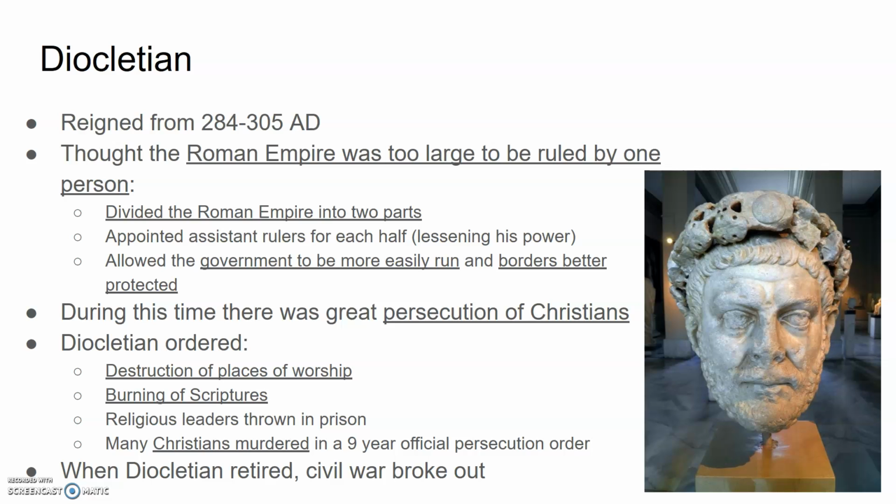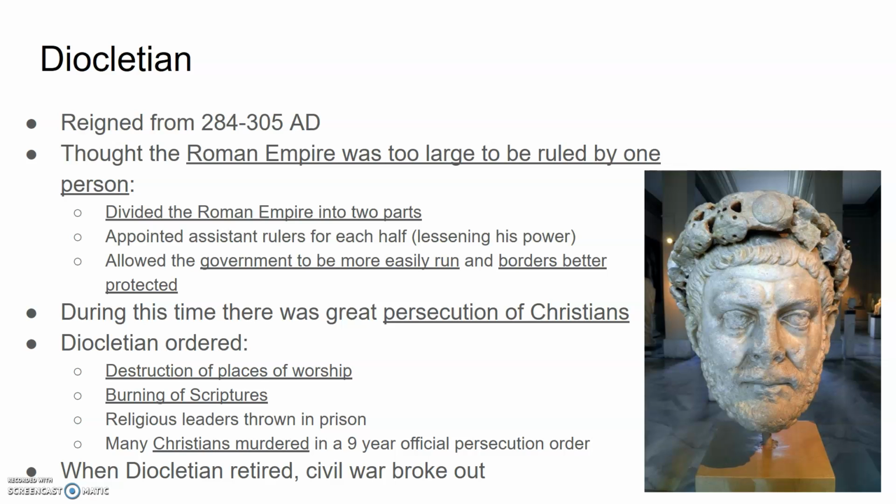Anyways, he thought that the Roman Empire was too large to be ruled by one person, so he did something about that. He divided the Roman Empire into two parts. At first, he just appointed somebody over one half and he ruled one half, and then eventually he appointed assistant rulers for each of the halves, and that made his power even less. But even though he had less power, it allowed the government to be more easily run because one person wasn't in charge of so much, and the borders were better protected because they had two separate groups controlling and protecting each side. So those were some positive things that he did.